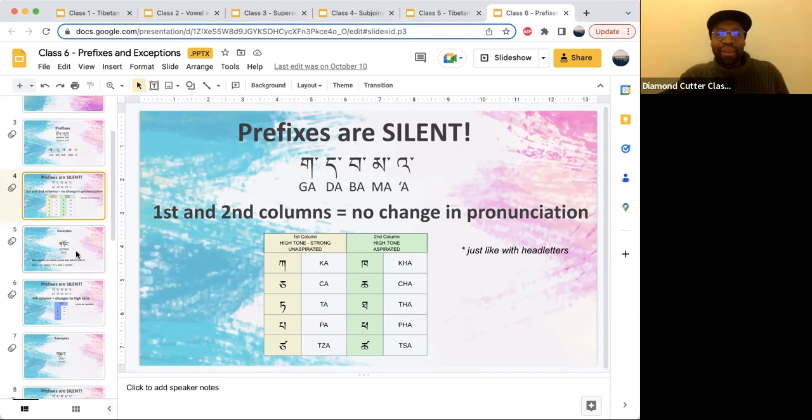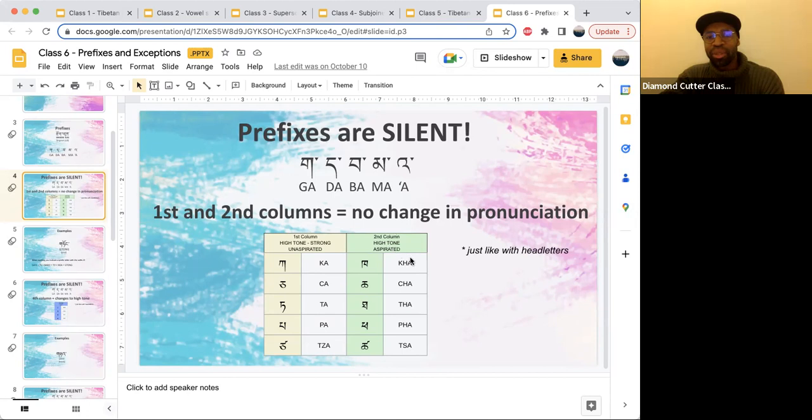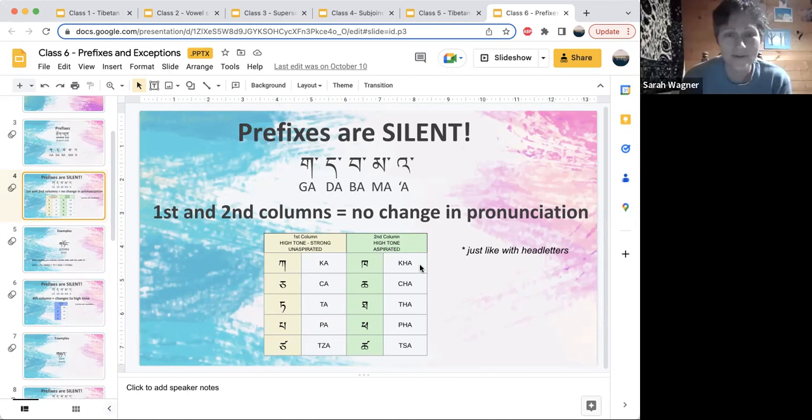Okay, so prefix letters have all the same rules as head letters. Sarah's going to tell me the rules for the head letters. What does the head letter do to the first column, Sarah? High tone, strong, unaspirated. Is that right? No change in pronunciation. Correct. Okay, what does it do to the second column? A head letter. No change in pronunciation.